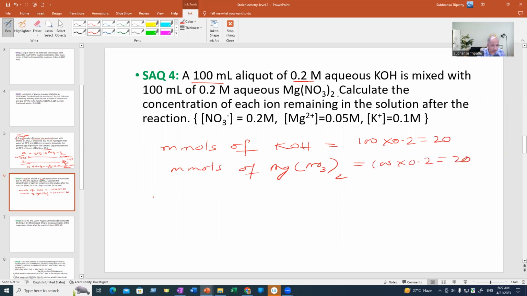But now let us write down the equation. The equation is KOH plus Mg(NO3)2 gives you Mg(OH)2 plus, you know, this is KNO3. This is a double displacement reaction.